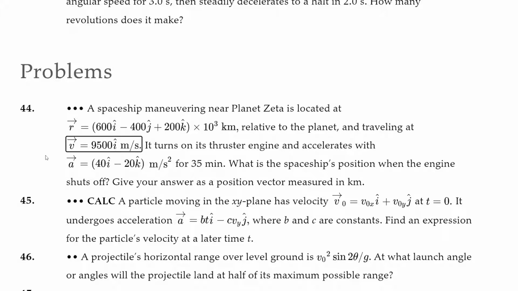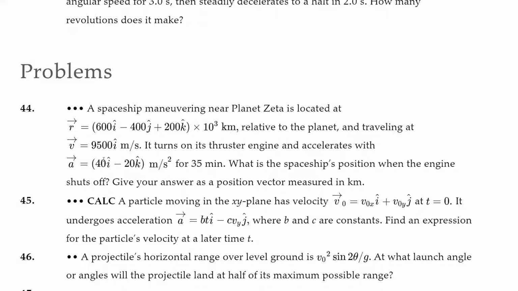And again, they didn't call it v naught. I will add the sub-zero label because we're recognizing that's the velocity at some initial time. It's the same time at which the position takes on this value. Okay, they give us the acceleration also in meters per second squared. I'll have to put that in kilometers per second squared if I want. And they give us the time interval.